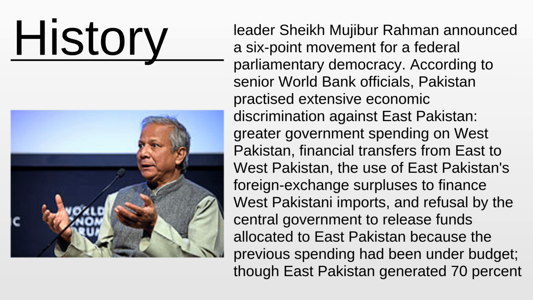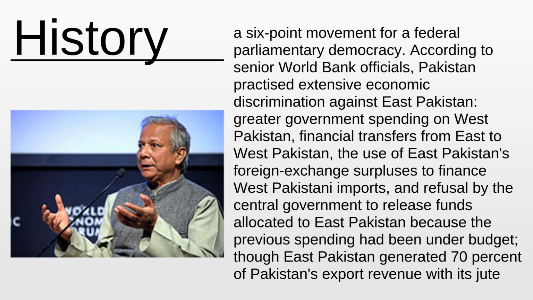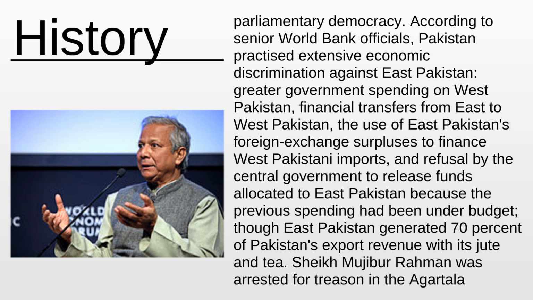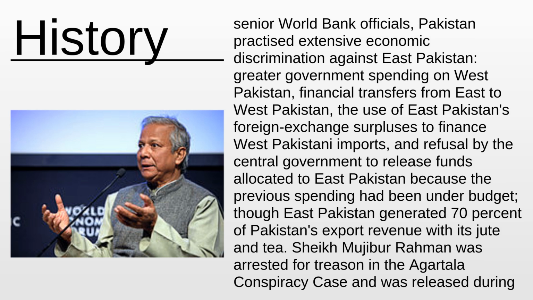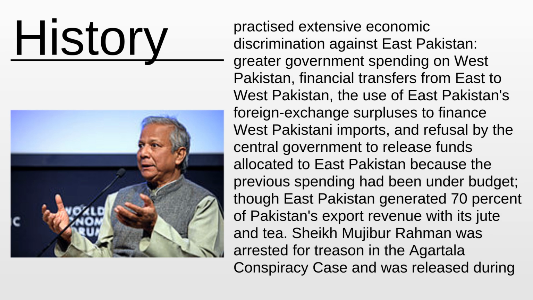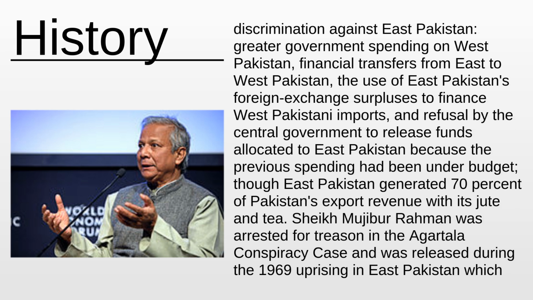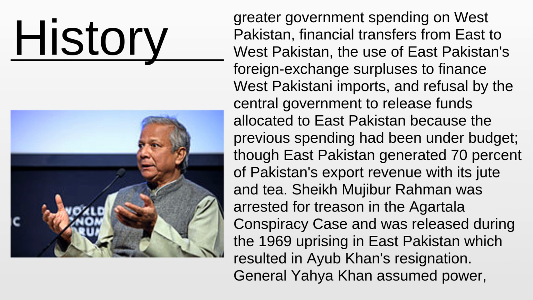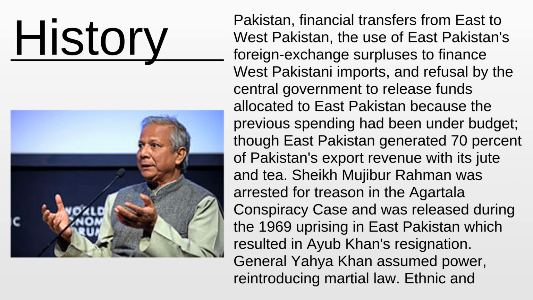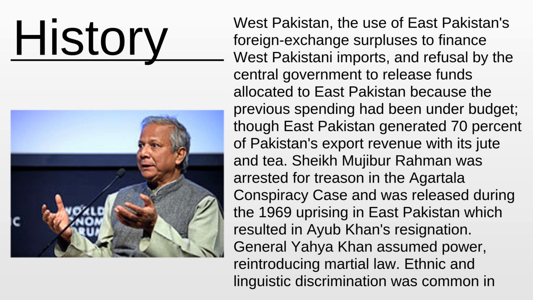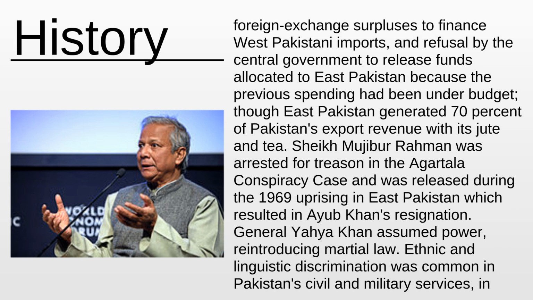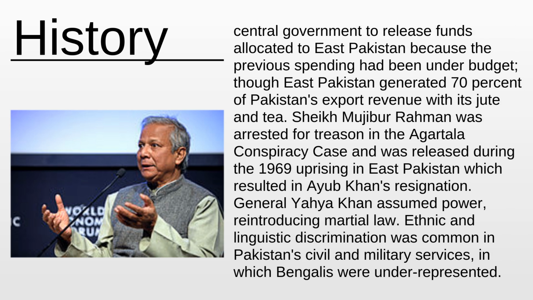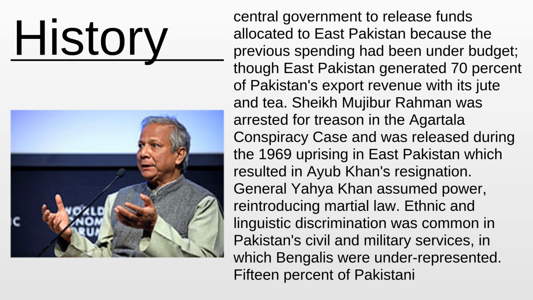According to senior World Bank officials, Pakistan practiced extensive economic discrimination against East Pakistan: greater government spending on West Pakistan, financial transfers from East to West Pakistan, the use of East Pakistan's foreign exchange surpluses to finance West Pakistani imports, and refusal by the central government to release funds allocated to East Pakistan because the previous spending had been under budget, though East Pakistan generated 70% of Pakistan's export revenue with its tea.